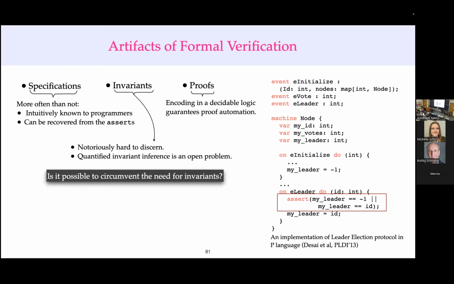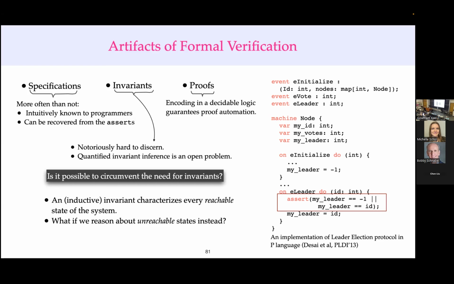So the question is, is it possible to circumvent the need for explicit invariants? It is the dream for many formal verification folks. So, can we do that? If you think about it, an inductive invariant characterizes every reachable state of the system. So the way we do formal verification is by characterizing every reachable state of the system through an inductive invariant and showing that it does not overlap with bad states.